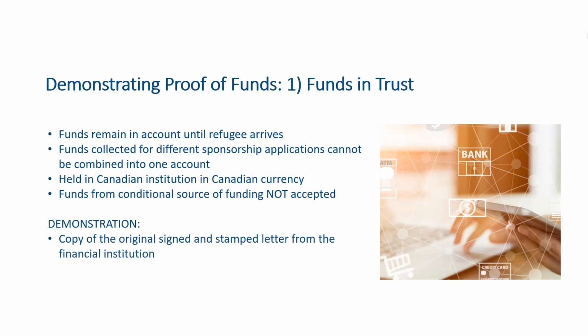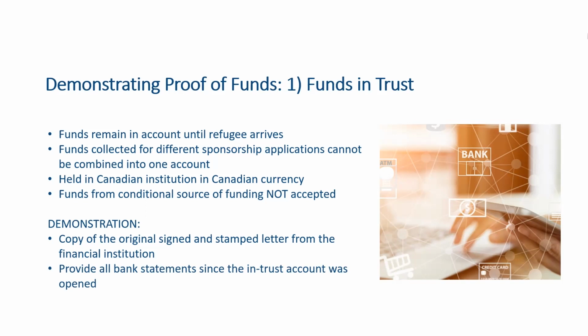In terms of how you would demonstrate that you have funds in trust for a particular application, and this is all detailed in the new IMM 5413 guide in Appendix A, you would get a signed and stamped letter from the bank where the funds are held, and in that letter, it would specify who's the account holder, the value of the account, what the level of funds are in the account, how long the funds have been held in the account, and it has to be signed and stamped by the bank. You will also need to provide bank statements for each month since the account was opened.